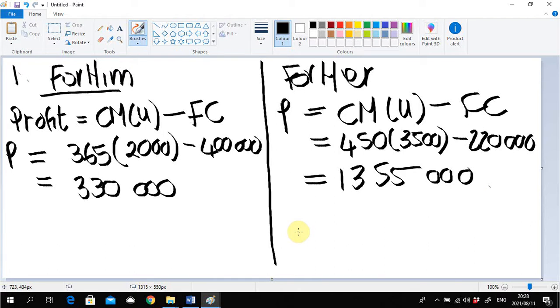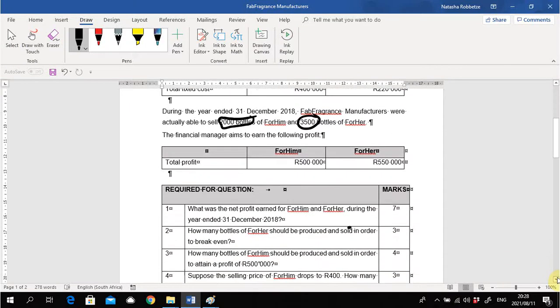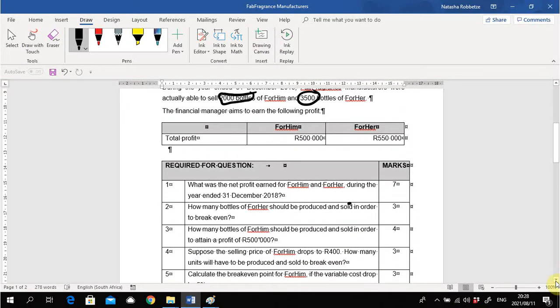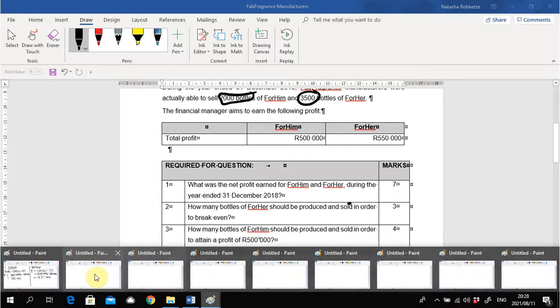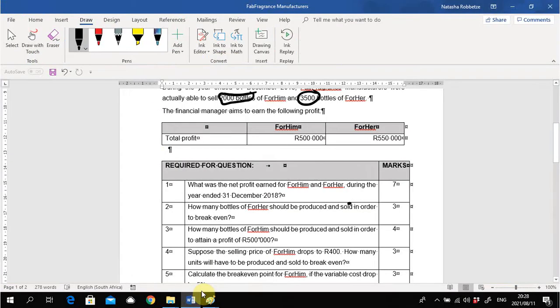Right, so if you know your formula for the profit, this question should not have been too tricky for you. Going back to the question, we are on required 2. They say, how many bottles of for her should be produced and sold in order to break even? Right, so we are on number 2. How do I get to break even? They've asked break even in units because they ask how many bottles.